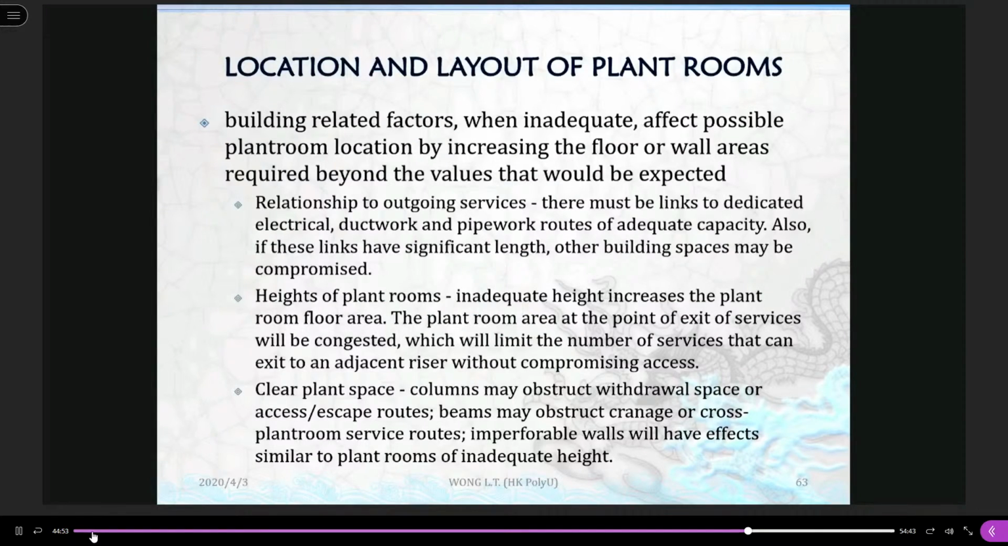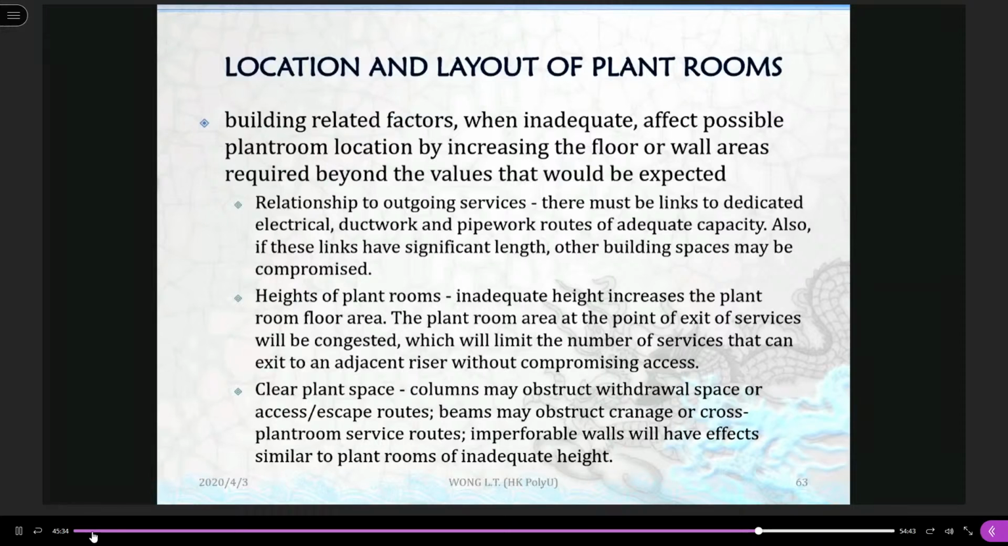All right, location and layout of the plant room: building-related factors, when inadequate, may affect the possible plant room location. As I mentioned in the previous example, increasing the floor or wall areas may be required beyond the values expected from the rules of thumb, which I mentioned; this is a so-called special case other than the typical case. So we can have some idea there. In a special case we make additional judgment on the additional space required in the plant room provisions.